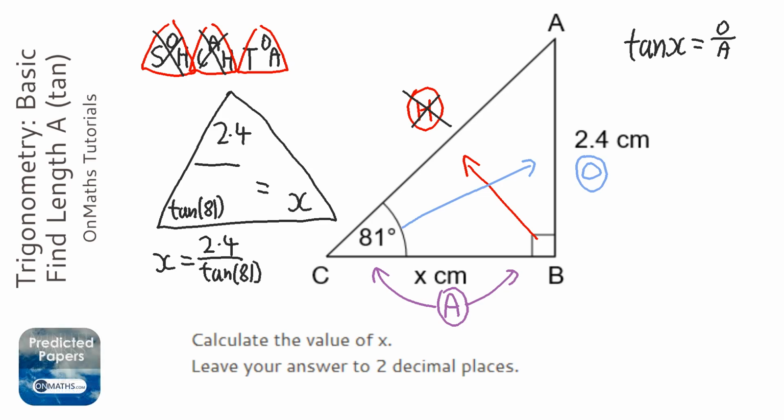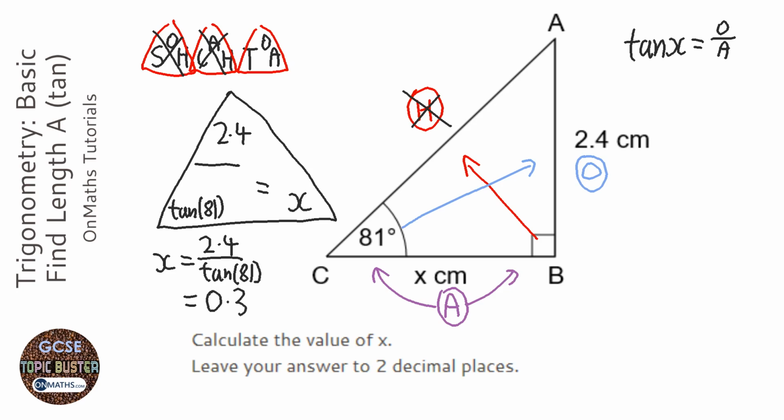So I'm going to get my calculator, I'm going to press the fraction button, 2.4 at the top and tan 81 at the bottom. Now be careful to close the bracket. If you don't close the bracket on most calculators, you'll come up with an error. So if you get that error, just go back and put the closing bracket in after 81.